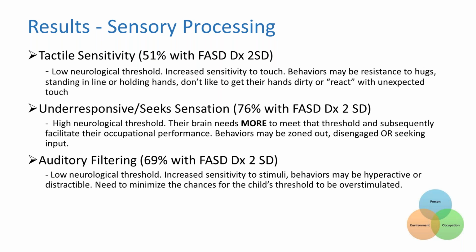And the auditory filtering is 69% with an FASD diagnosis scored 2 standard deviations. And so this would reflect a low neurological threshold with an increased sensitivity to stimuli, and behaviors that you may see are hyperactivity or distractibility. And you need to help minimize the chances for this child's threshold to be overstimulated so that you can support their function.